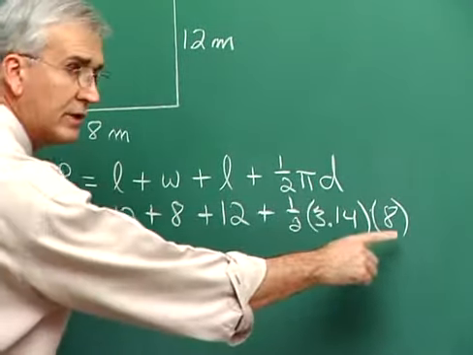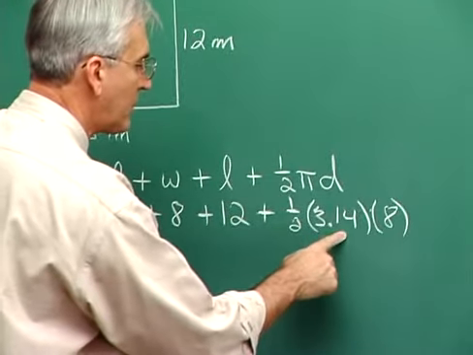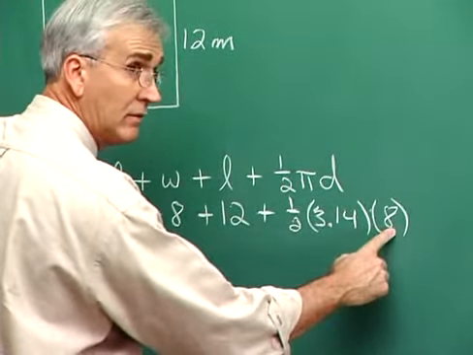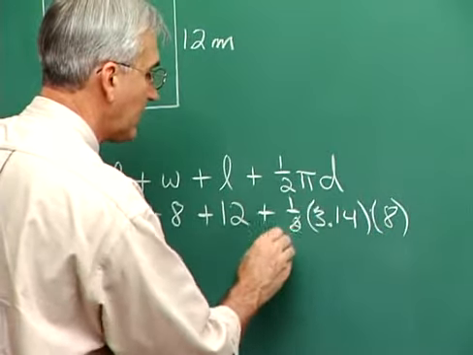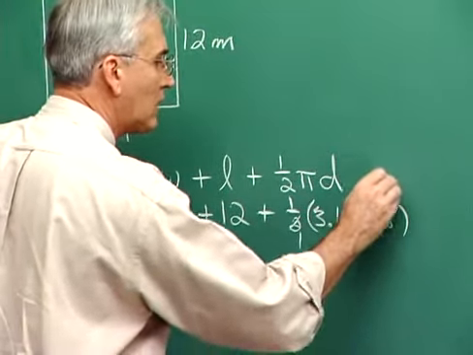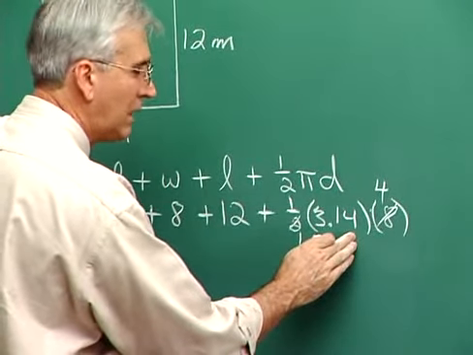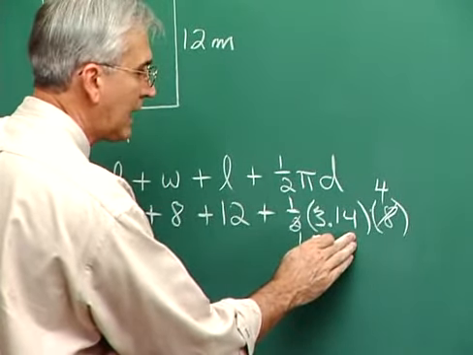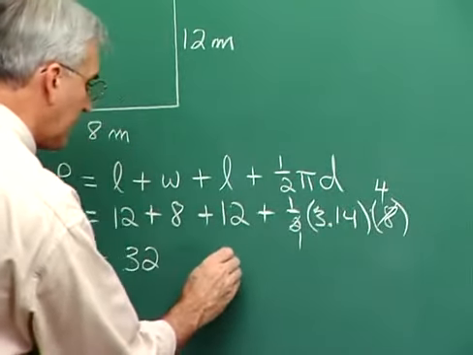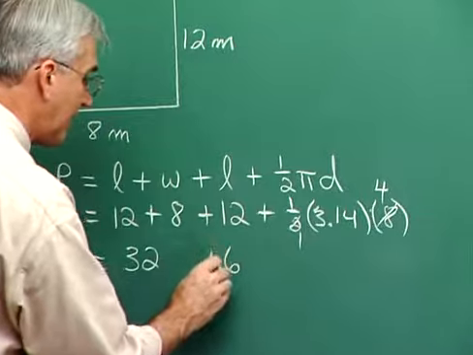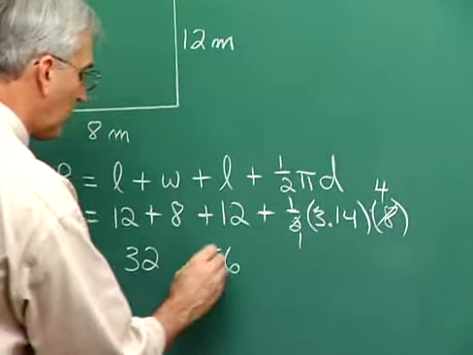And now let's turn our attention over here. 1/2 times 3.14 times 8. Now, I can easily take half of 8. Half of 8 is 4. And now I have 4 times 3.14. Can I multiply that in my head? I think I can. 4 times 4, 16, I'm carrying 1. 4 times 1, 4, and 1, 5. Then 4 times 3, 12.